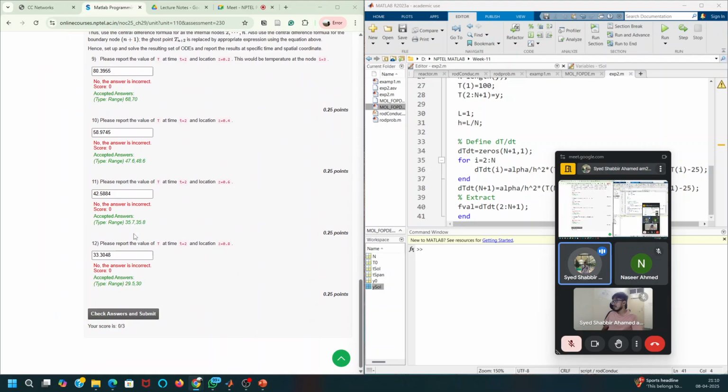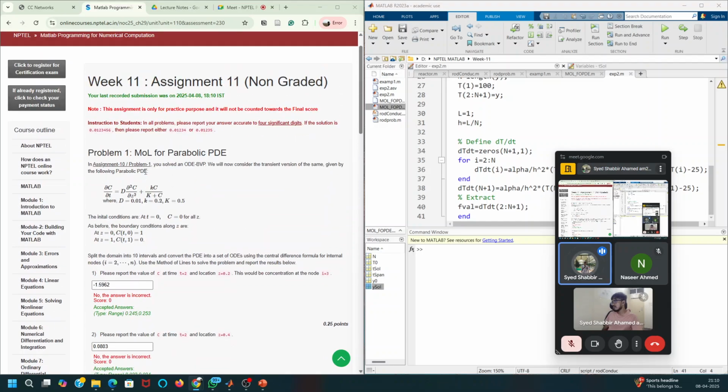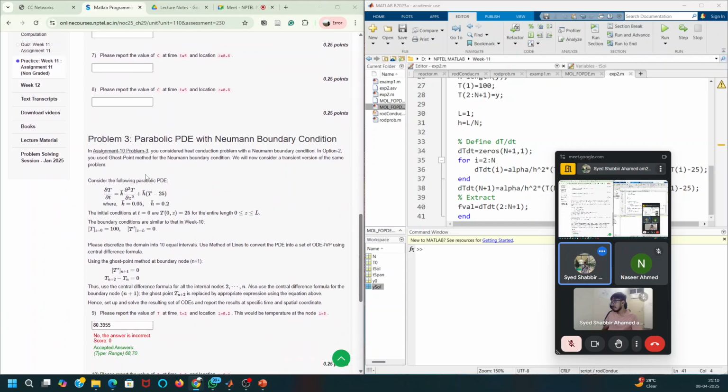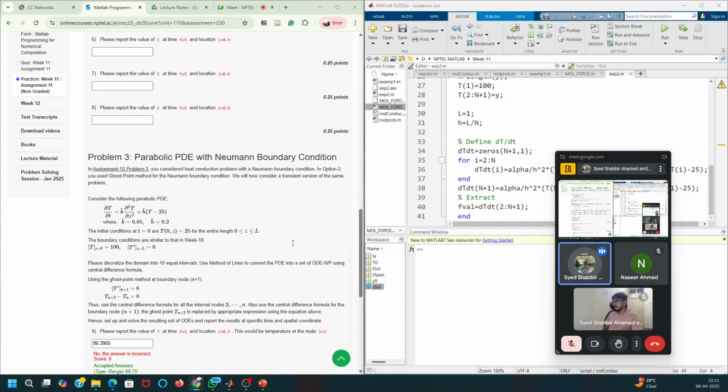So this is the method of lines that we have used for solving a parabolic PDE and also a first order hyperbolic PDE. This is how we can solve PDEs using the method of lines. There are also other, more complex methods like the finite element method, finite volume method, and finite difference method. All these different kinds of methods can be used to solve partial differential equations.